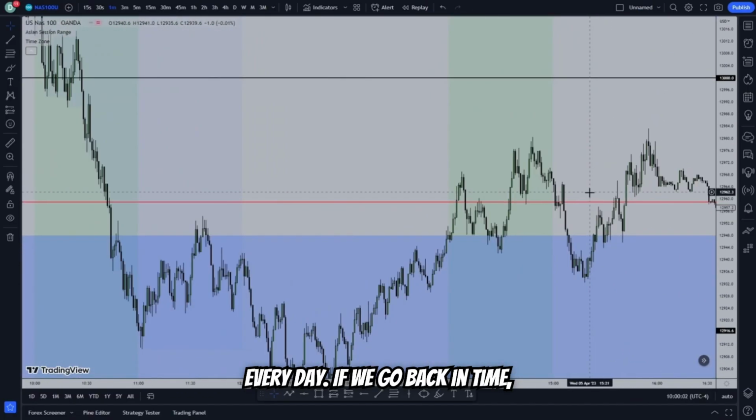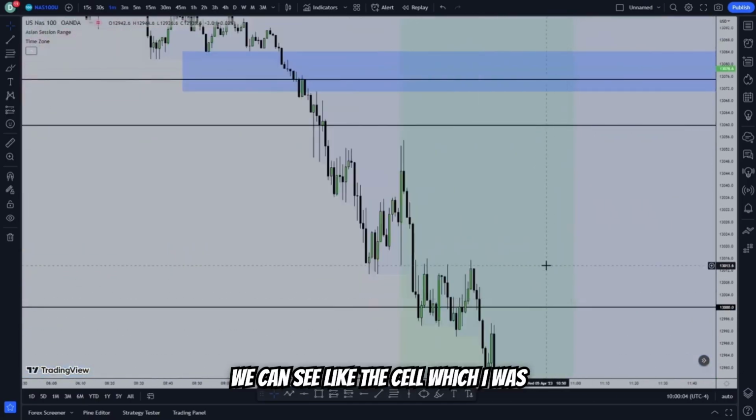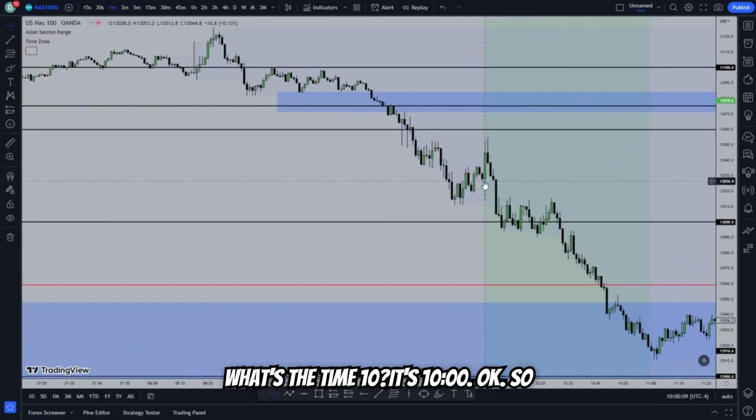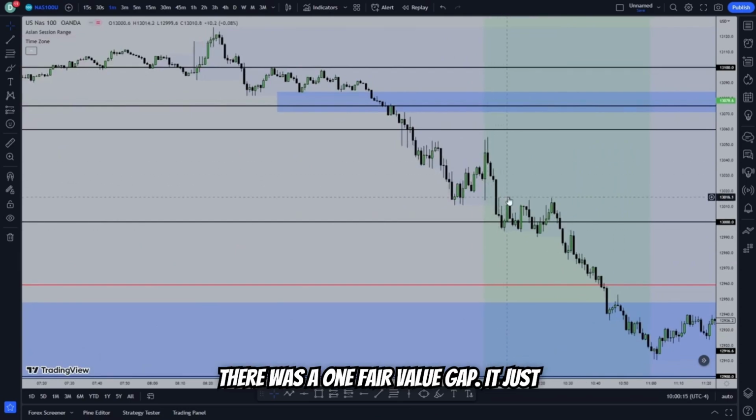If we go back in time, we can see the sell which I was talking about right over here. What's the time? It's 10 o'clock. Okay, so now the market is going down, and we can see there was one fair value gap. It just tapped once right over here, and after that what happened? It gave a break towards the downside, right?